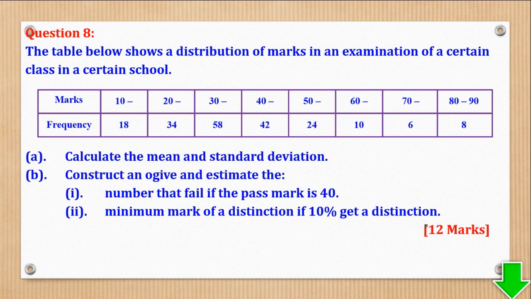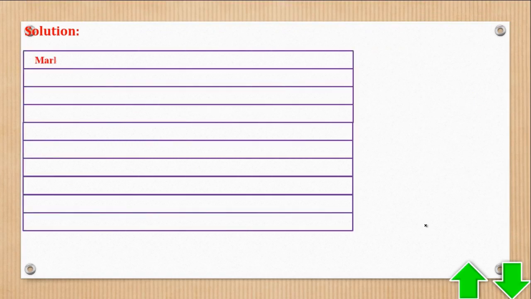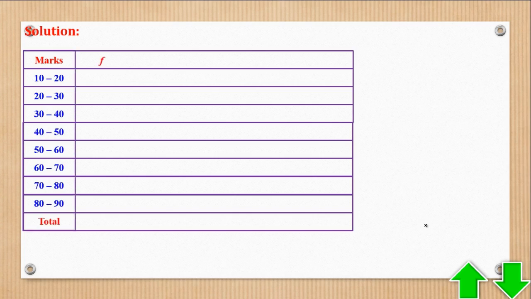So here the best thing to do is to tabulate first. So we get our table. For the marks, we put there the marks. Then we shall also put the frequency.